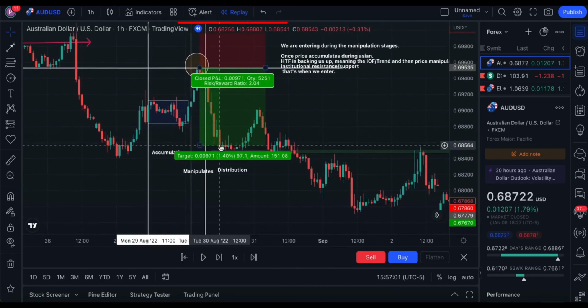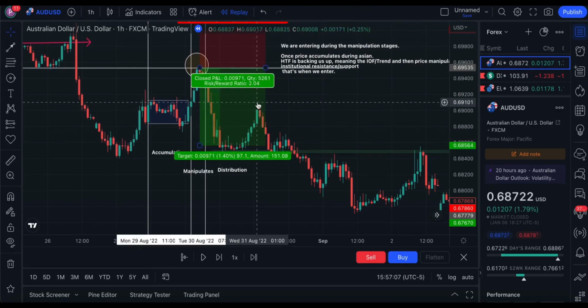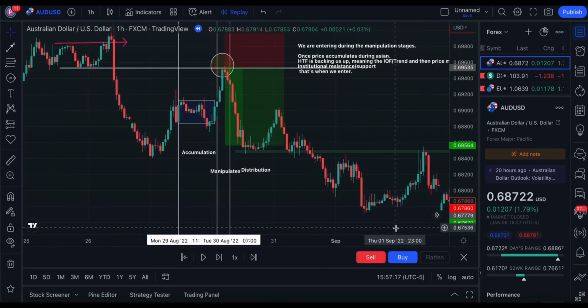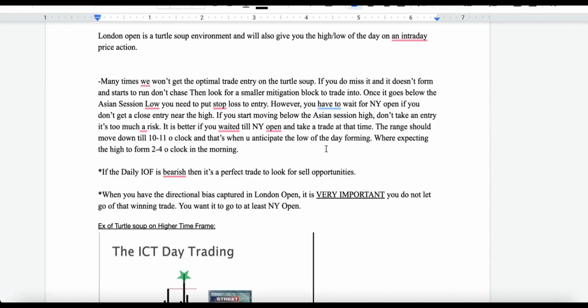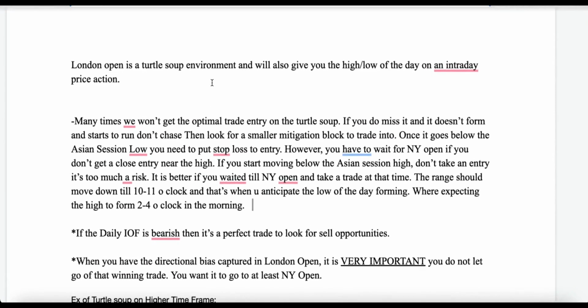In this situation, during the New York session, price just distributed all the way down to our TP, but we can see price retraces during the next London session. So this wouldn't be an ideal OTE level, but we do see that price retraced back and continued on to the downside following the higher time frame. Now going back to the PDF, as we can see here, there's more explanation and you guys can read it. This will be attached to the video.